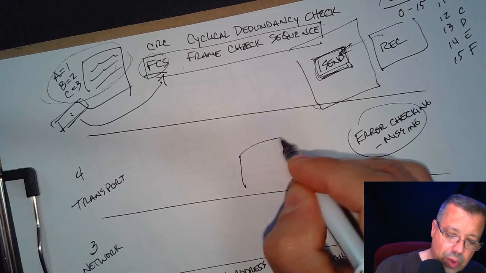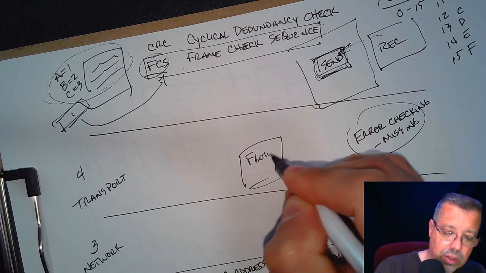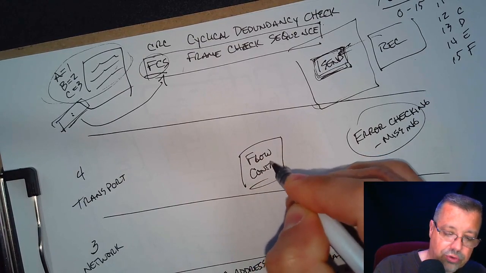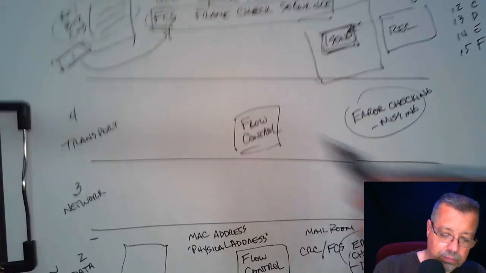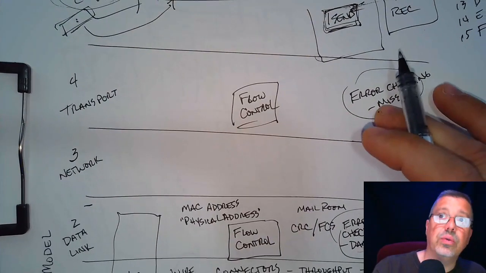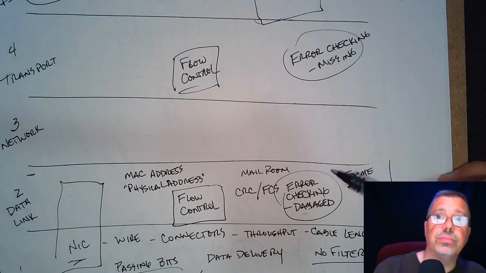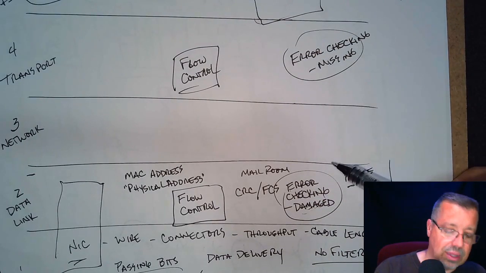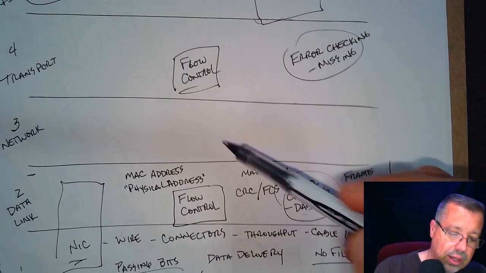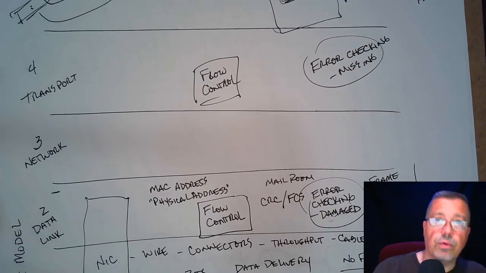So it's a minor thing, but we actually do have flow control also at layer 4. And we don't talk too much about it. Error checking is the one we talk about a lot, because it actually occurs in both, and it's two different functions in both of those. But that's one of several different things that happens in both layer 2 and layer 4. Okay.